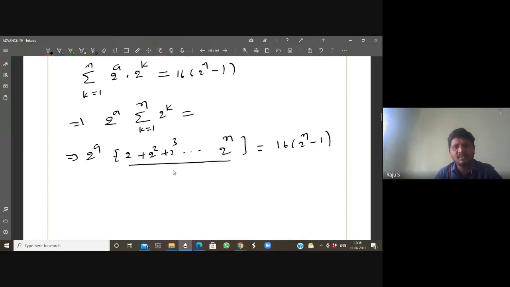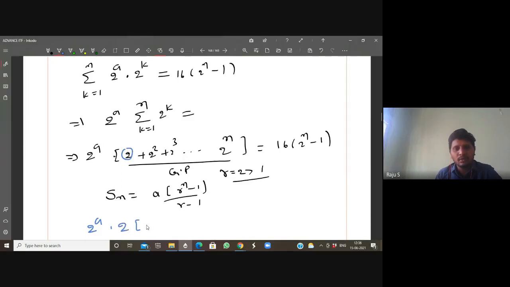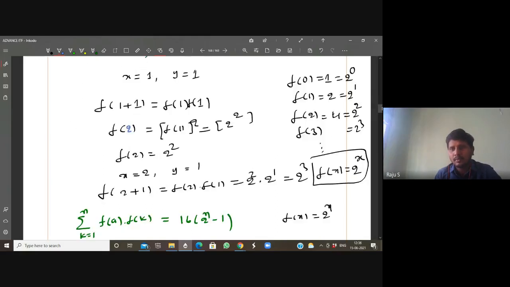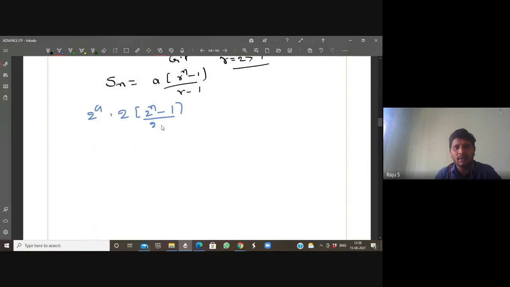Yeah, what about this sum? It is a geometric progression, am I right? The common ratio is r is equal to 2, and 2 is greater than 1. So what is the formula? Yes, Sn is equal to a into r to the power of n minus 1 by r minus 1 when r is greater than 1. Apply this formula. So here we got 2 power a into, the first term is 2, 2 into 2 power n minus 1 by 2 minus 1.